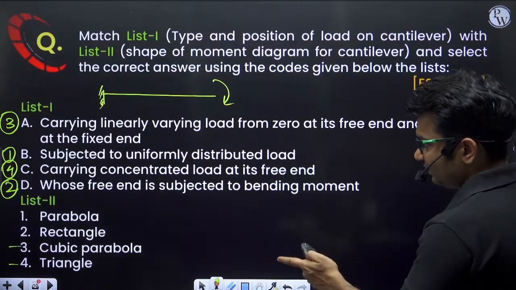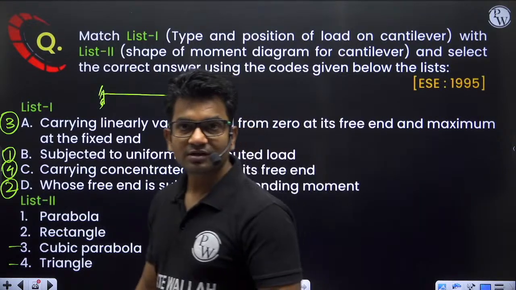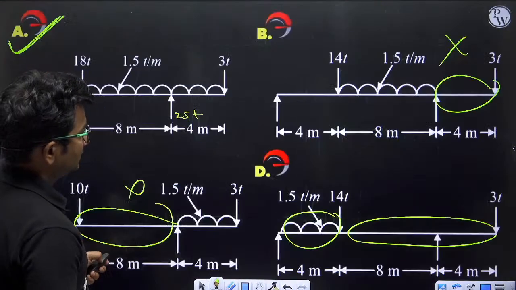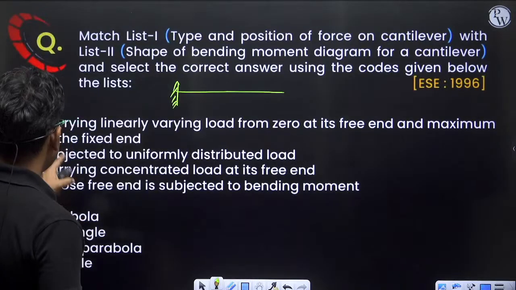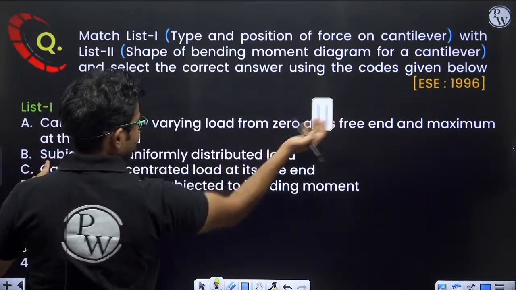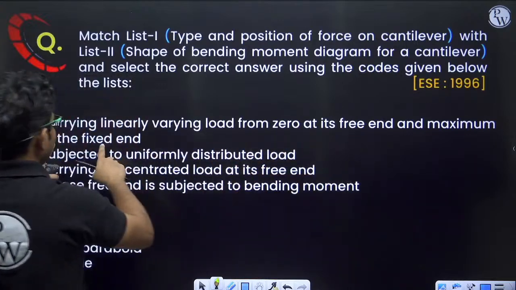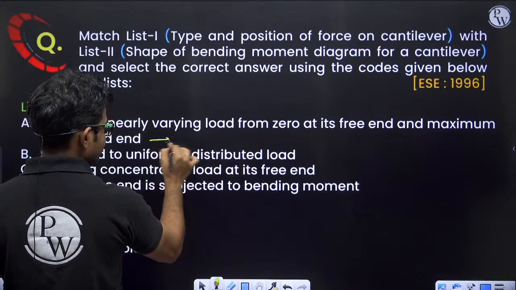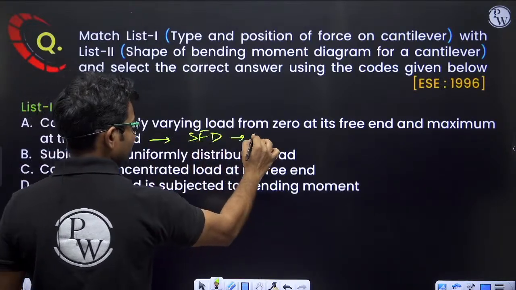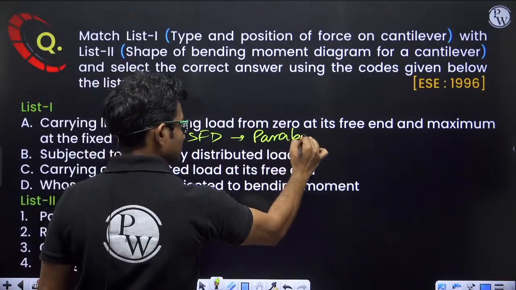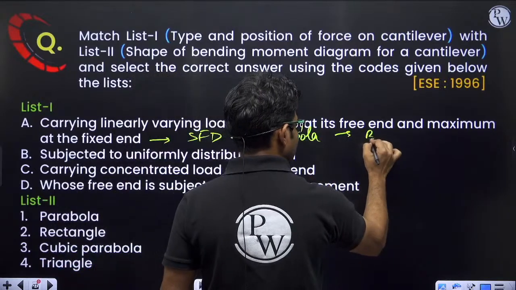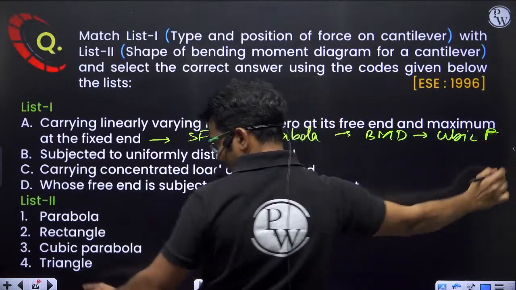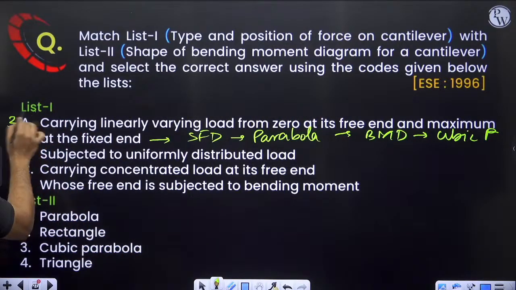1995 and 1996. Same question is repeated, right? Same question. So no need to solve it again. Carrying linearly varying load from 0 at its free end and maximum at the fixed end. So bending moment diagram will be cubic parabola. SFD will be parabola and BMD will be cubic parabola. Cubic parabola. Okay, so A option 3.